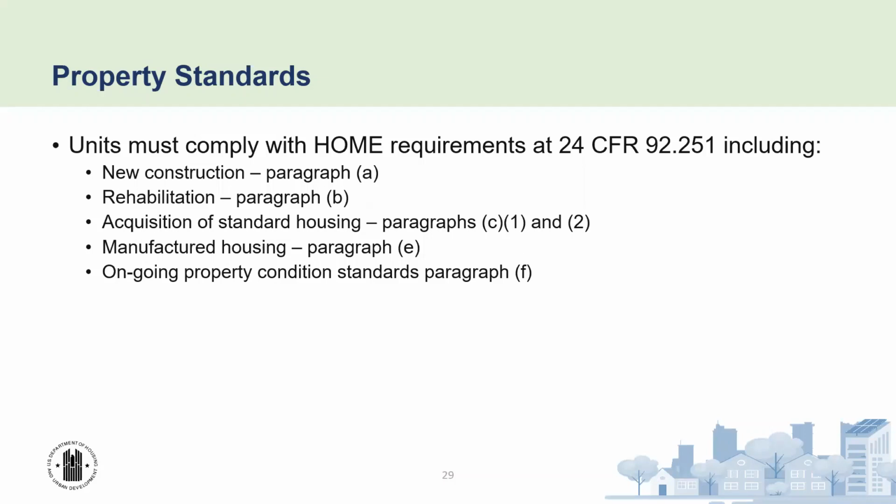Finally, the ongoing property condition standards of paragraph F apply, which requires the PJ to establish property standards to ensure that property owners maintain the housing as decent, safe, and sanitary and in good repair throughout the compliance period. And the PJ has to undertake periodic ongoing inspections to ensure that these standards are met.